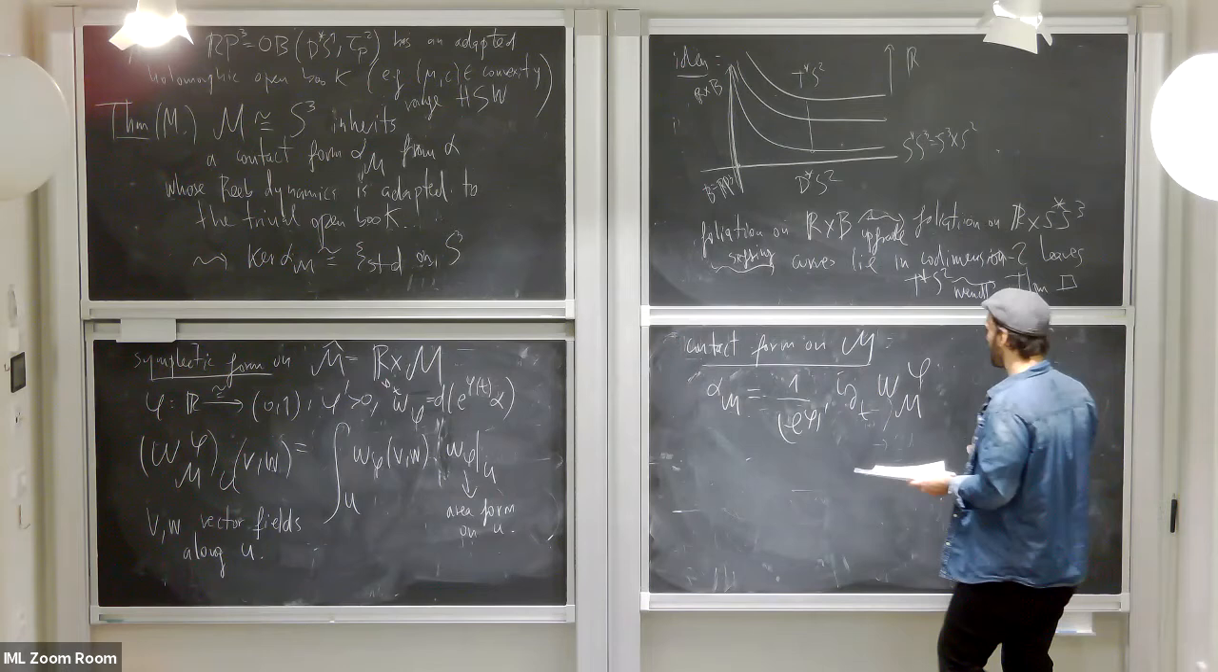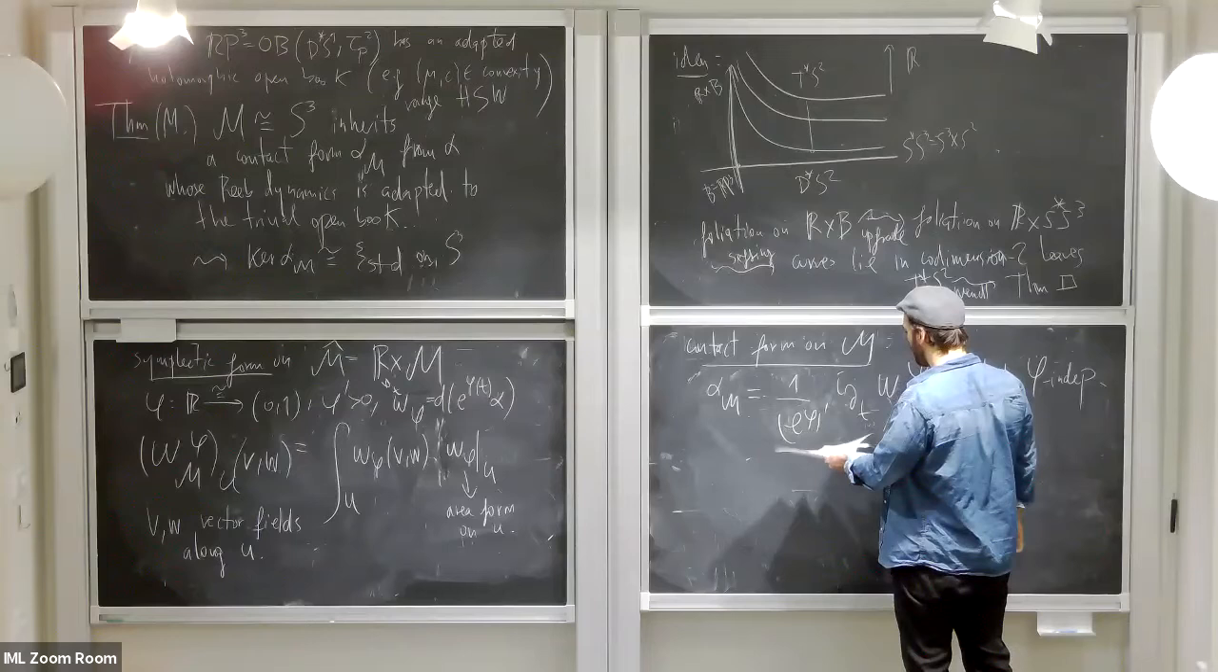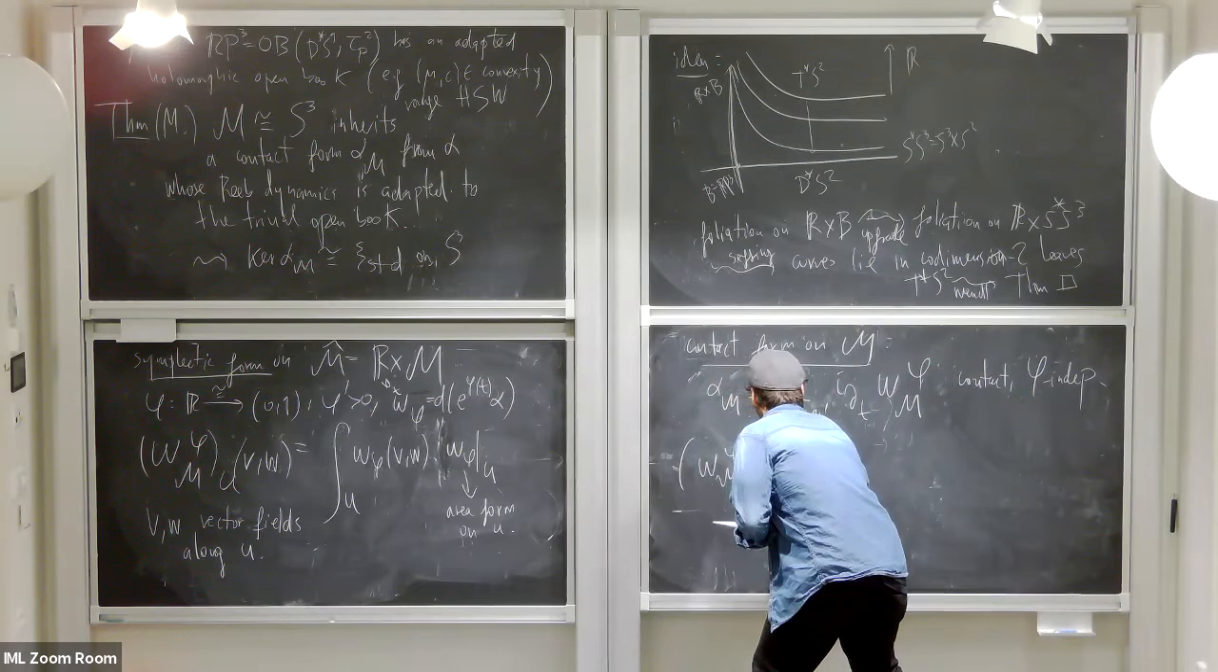So this is a contact form, and it's phi independent because the derivative of e to the phi is precisely the dependence of the symplectic form on phi. In other words, omega M phi is just the derivative of e to the t alpha.